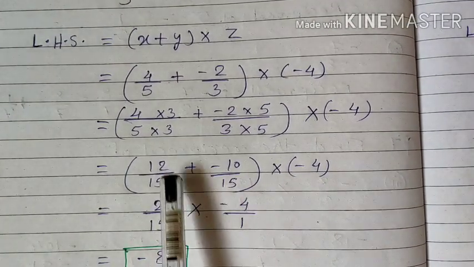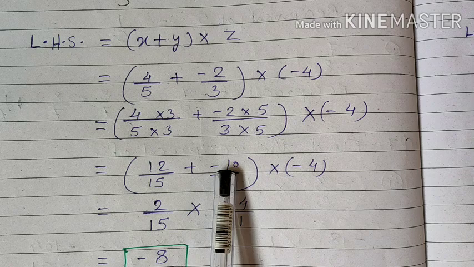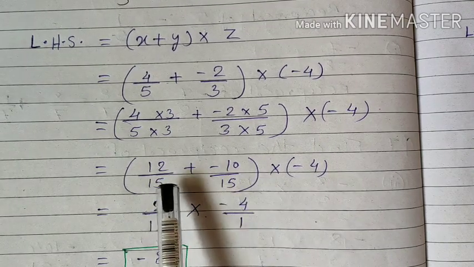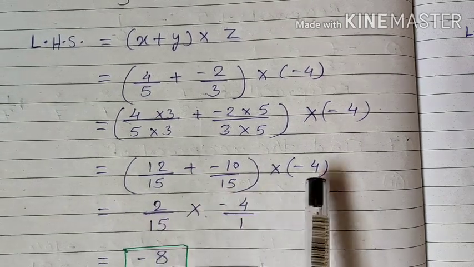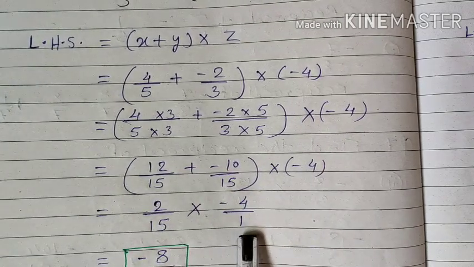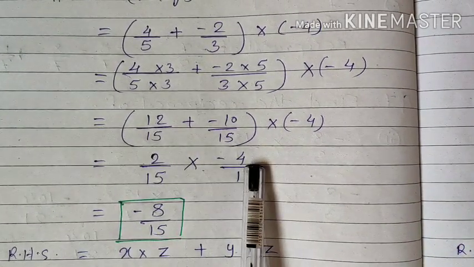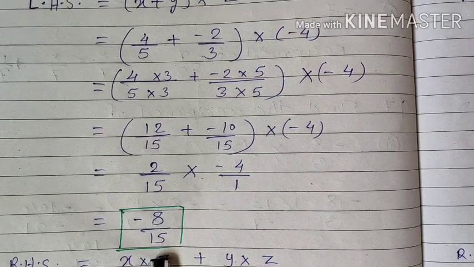Okay. Minus plus will be minus, and there will be the sign of the greater number. So the value of this bracket gives us 12 minus 10 is 2 upon 15, and this is minus 4 upon 1. So multiplication, 2 multiplied by minus 4 is minus 8 upon 15. Got it?